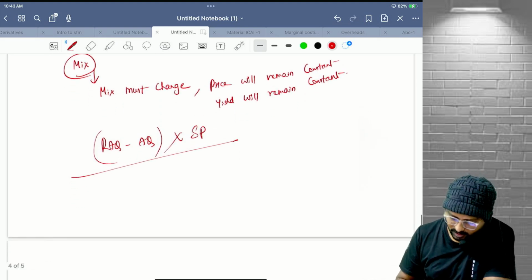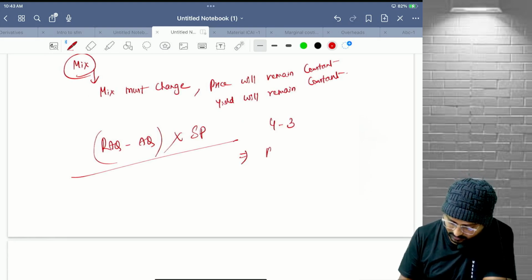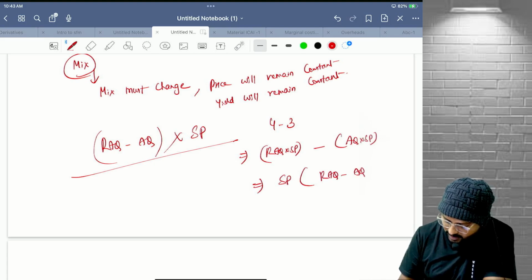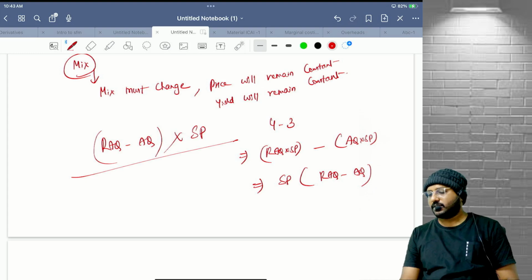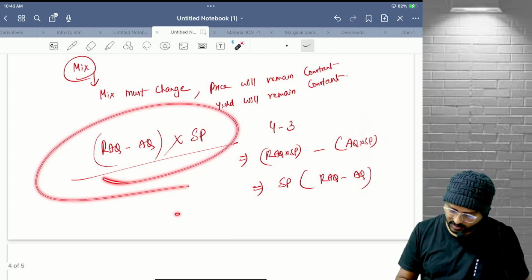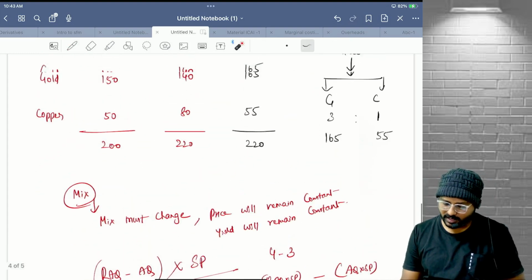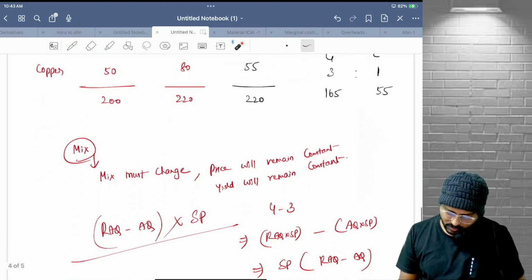Mix variance, what is the formula? What is 4? Right. What is 3? So what is common? So what is the formula? RAQ minus AQ. That's what we have got here. Right? Same stuff. You get it? Right. Now the next one you people will say.